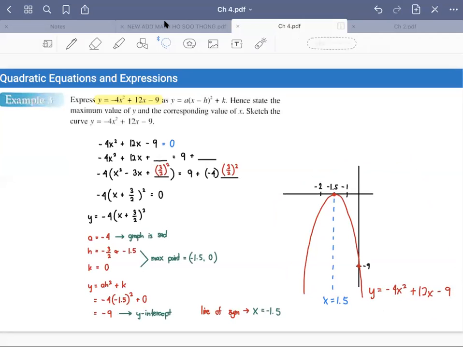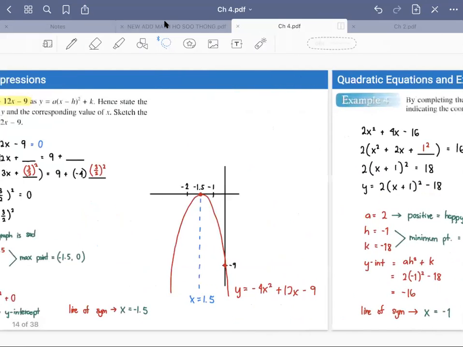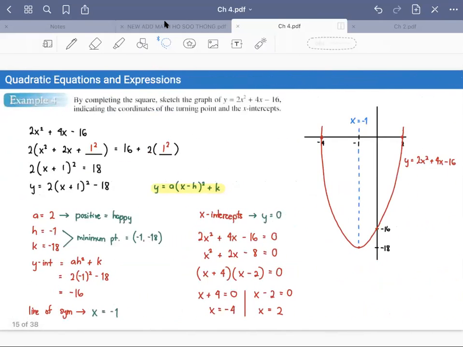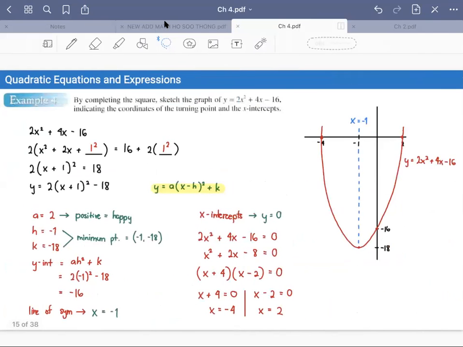Okay, so no question. All right, so I have another example here. For this one, it's asking for other parts of the curve. It's basically the same question as this, but this time it's asking for the x-intercepts. So we need to find the x-intercepts.